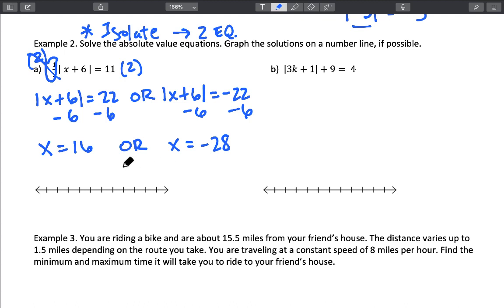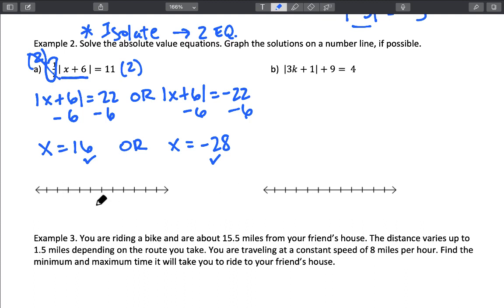Now we should plug those numbers back in just to check and make sure that they do form a true statement. So let's put 16 back in for x. 16 plus 6 needs to be done first because absolute value is a grouping symbol. That's 22, and half of 22 is equal to 11. Next, we're going to put -28 in. -28 plus 6 gives me -22. But then we're going to take the absolute value of -22, which is +22. Half of that is 11. So both of these solutions check out. Neither one of them is extraneous.